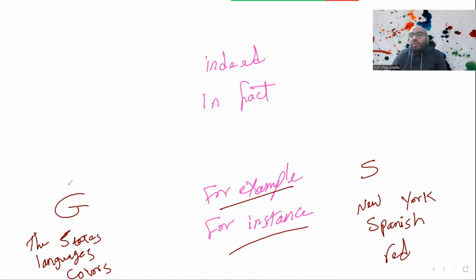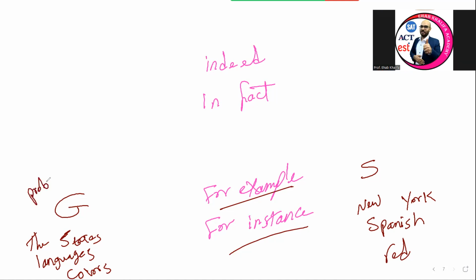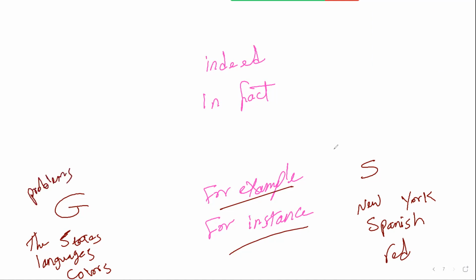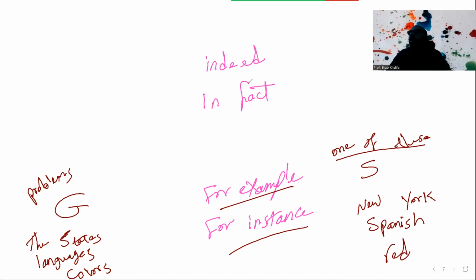So what if, Mr. Ahab, what if I find here the word problems? And I find here one of these problems is, so this is a general-specific relationship because I will give an example of the problems. So we are fine now with, for example. When do we choose indeed or in fact?